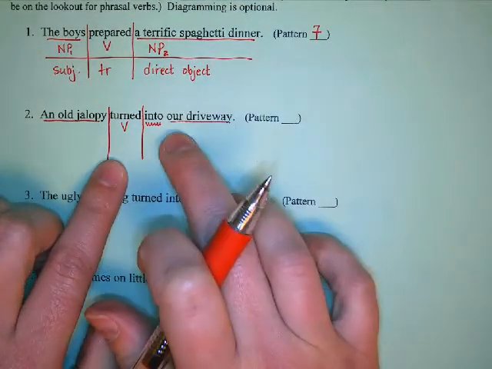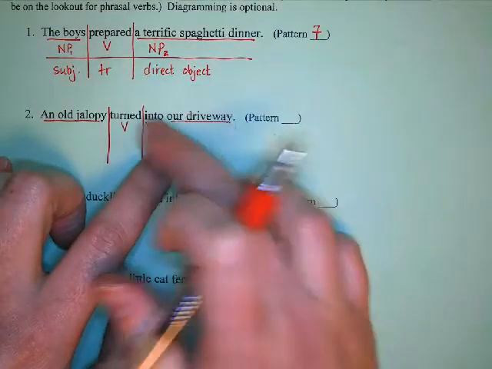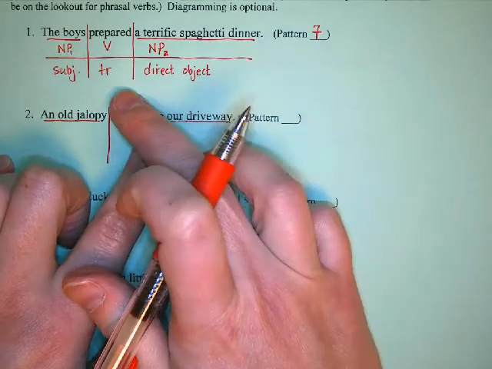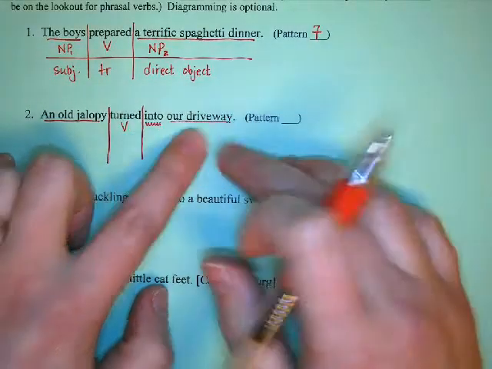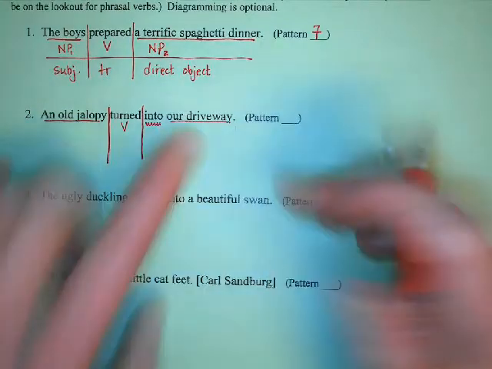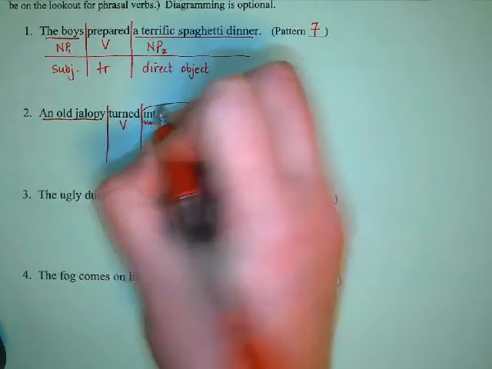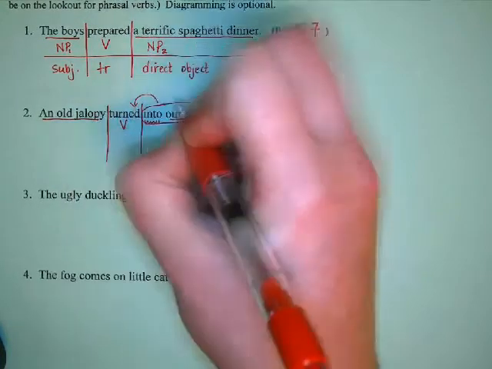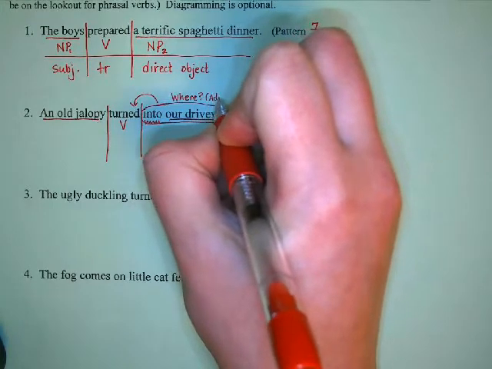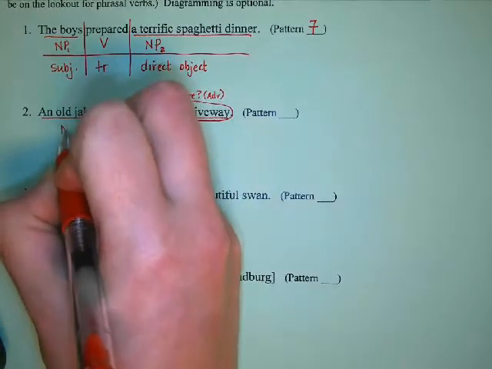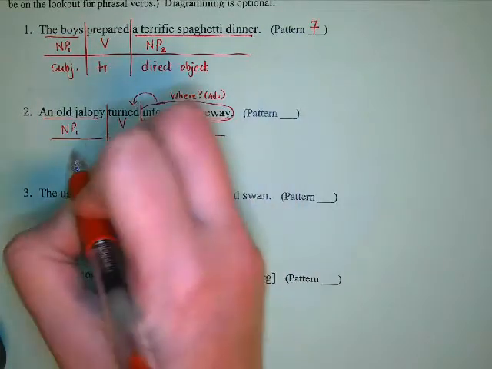So now we just have to figure out, is it the old jalopy turned into our driveway? Is that a prepositional phrase that tells us where, right? Or is it turned into and then the driveway, like we smashed into the driveway? It makes more sense to say that this is a directional change, right? This is where. So we've got noun phrase 1, the old jalopy. Took care of that prepositional phrase.